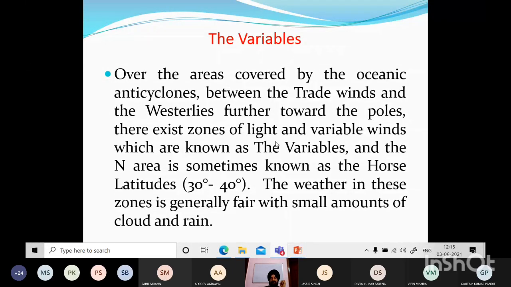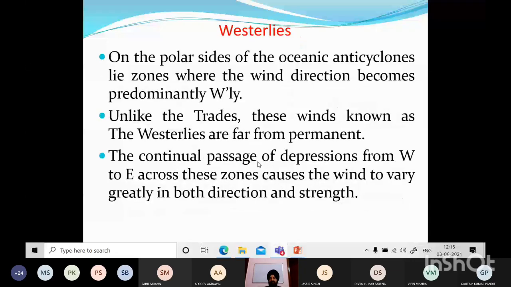Westerlies. Now moving ahead to westerlies: on the polar side of the oceanic anticyclone lies a zone where the wind direction becomes predominantly westerly. This is above 40 to 63. Unlike trades, these winds known as westerlies are far from permanent. They keep on changing because of lots of depressions, and gale force winds are again experienced there. The continual passage of depressions from west to east causes these winds to vary. So these westerlies above 40 are not as consistent as your northeasterly trades are.